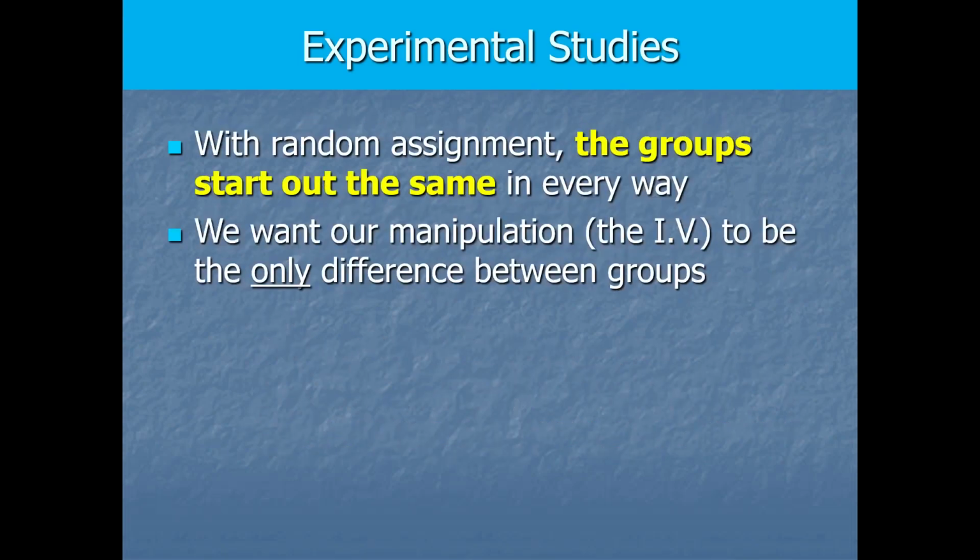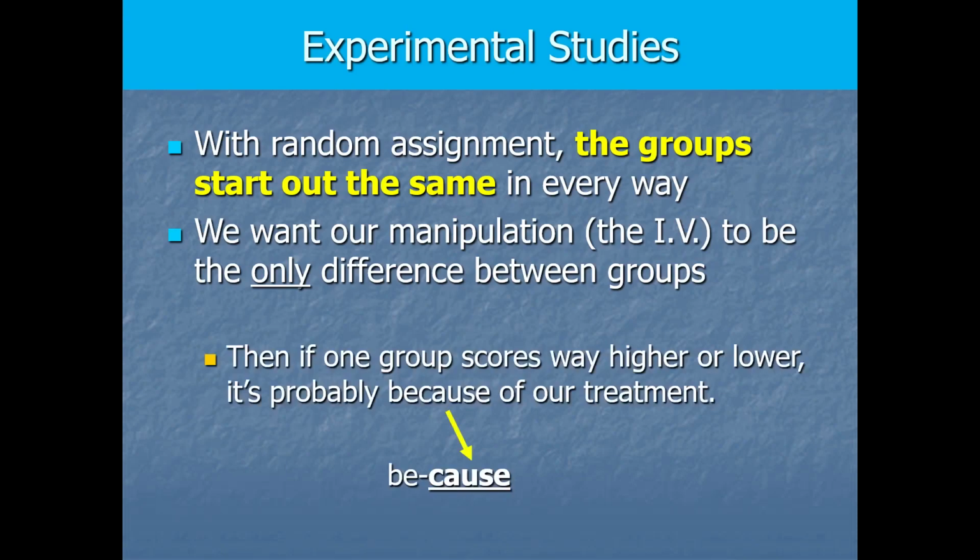So the whole idea here is that random assignment means the groups start out the same in every way, on every variable. And this is important for the logic of experiments because we want our manipulation, the independent variable, to be the only difference between groups. That way, if one group scores much higher or much lower on the dependent variable, it must be because of our treatment. We can establish strong evidence of causation. That's the fundamental logic of an experiment that makes it so powerful.